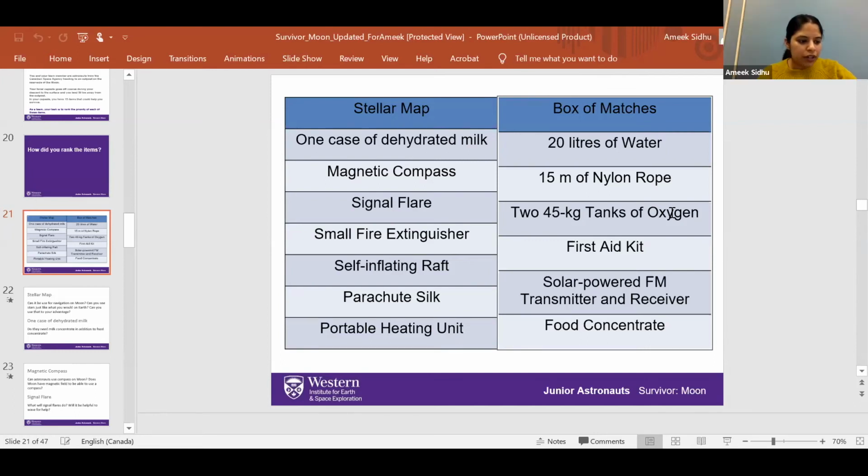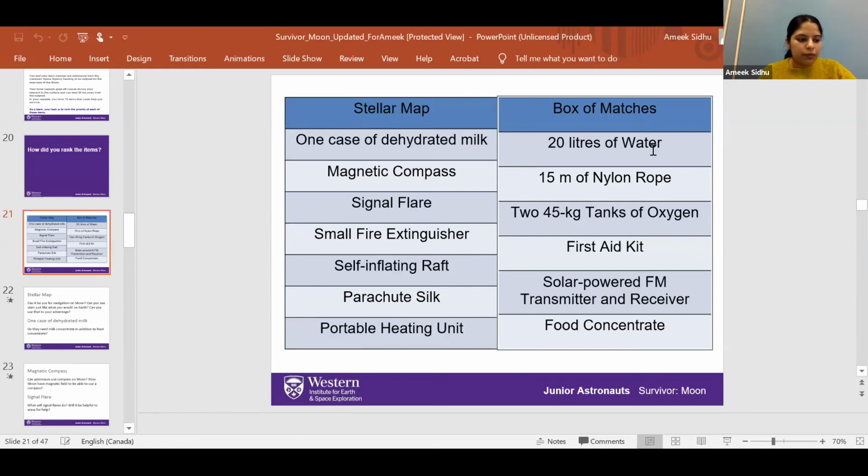The second one would be the 20 liters of water. Again, water is important, because we'll be traveling 50 kilometers, so there would be a lot of water loss. We need to stay hydrated so that we can walk through it. So the second priority would be 20 liters of water.